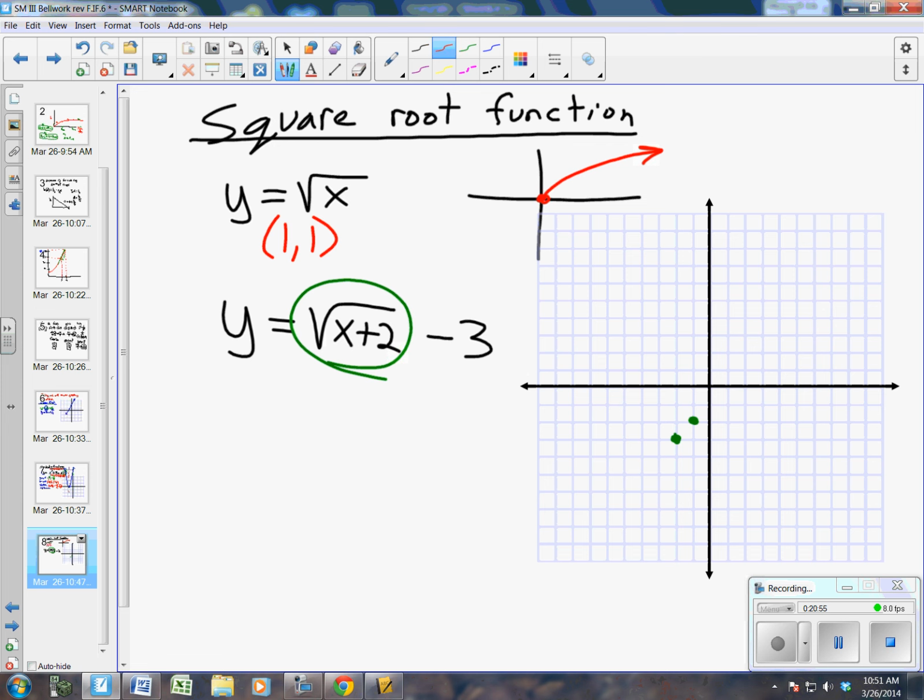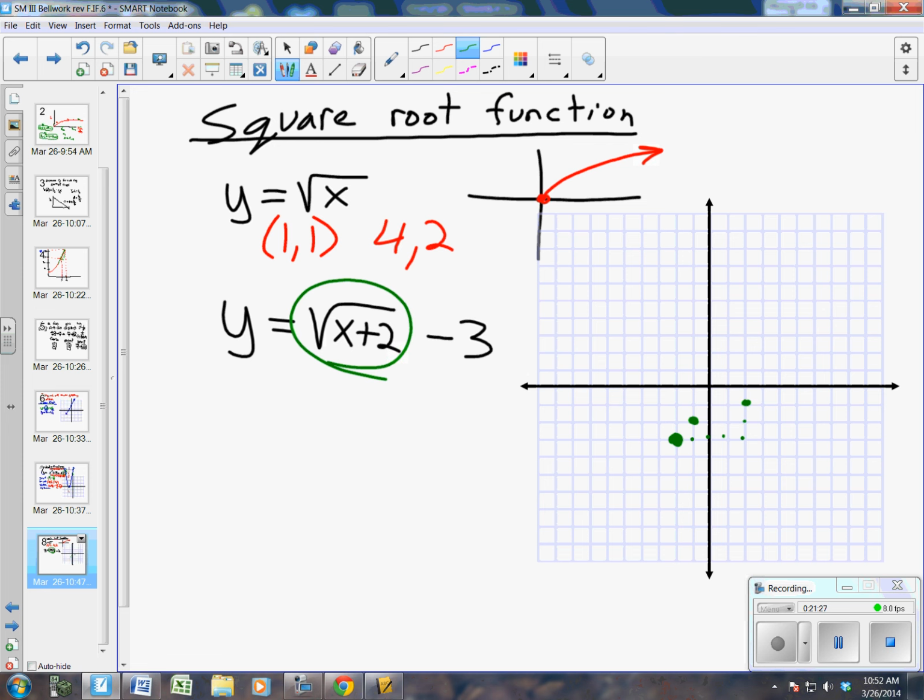Now, I like to use numbers that are perfect squares. So what's the next perfect square after 1? 4. Okay, so if I put 4 in there, the square root of 4 is 2. So I'm going to go over 4 and up 2. So from this point that we started with, we're going to go over 1, 2, 3, 4, up 2.